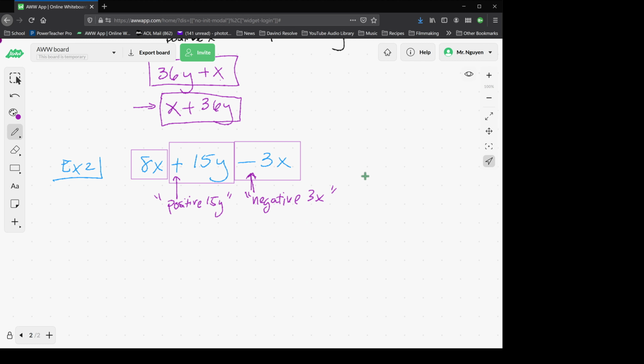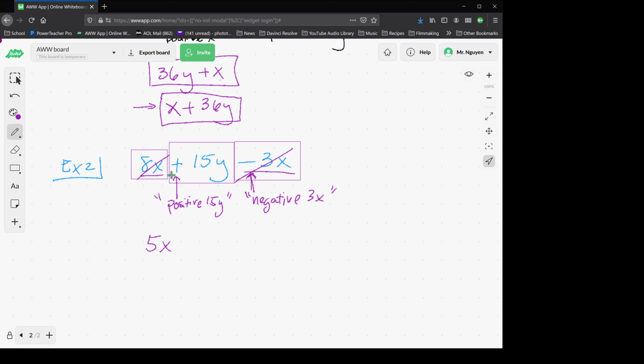Okay? Now, what are the like terms here? Well, the like terms are 8x and negative 3x. The reason why is because the variables x and x are exactly the same. So we could just put them together. What is 8x minus 3x? Just look at the numbers. 8 minus 3 gives us 5. That gives us 5x, because 8 minus 3 is 5 and you just drop down the x.